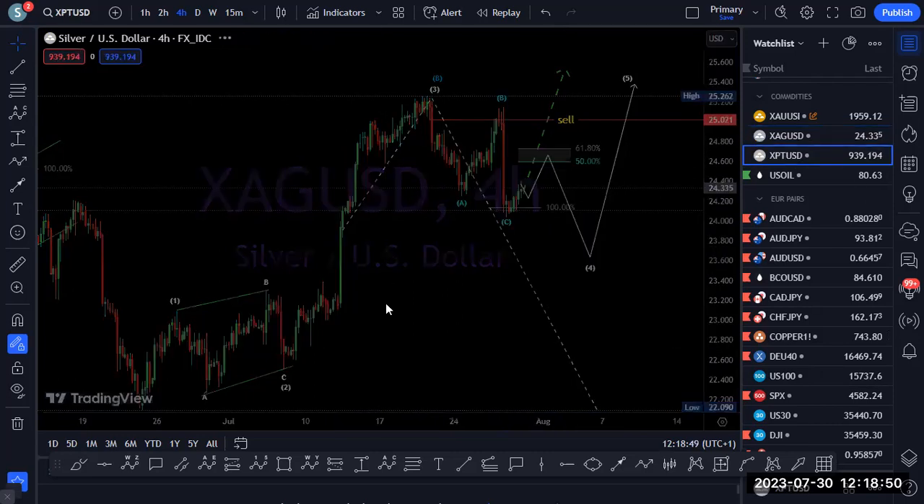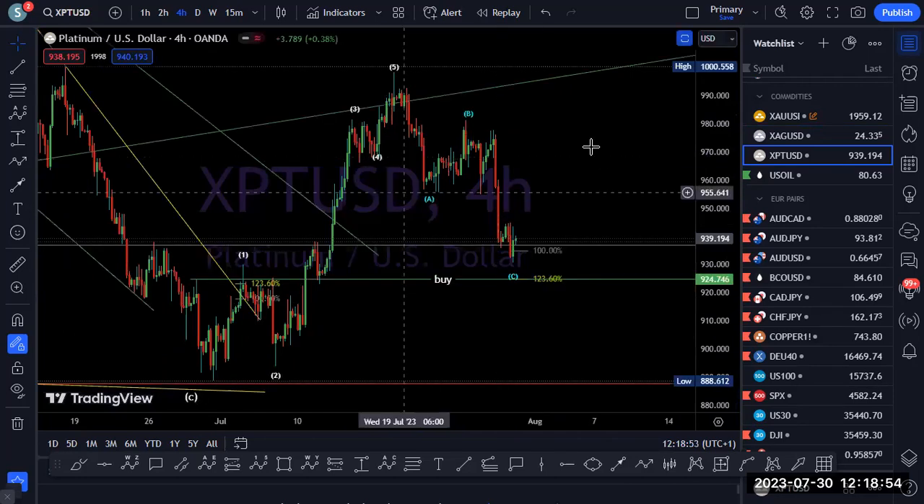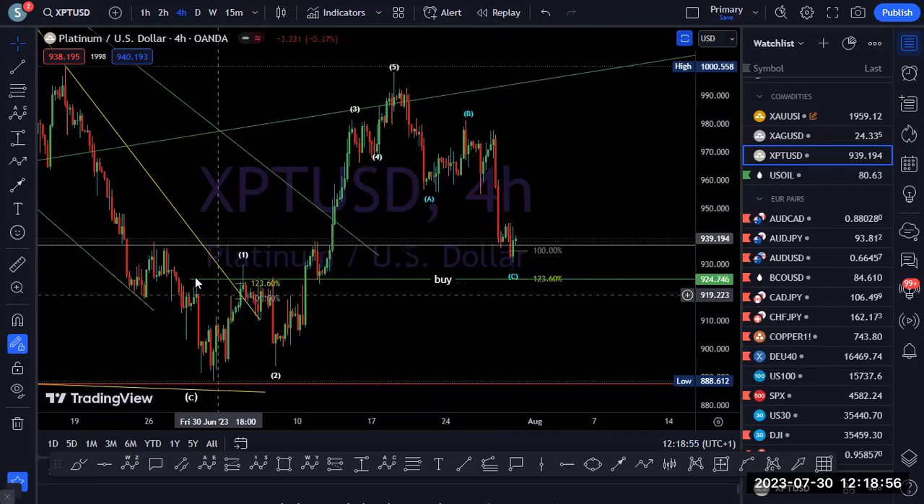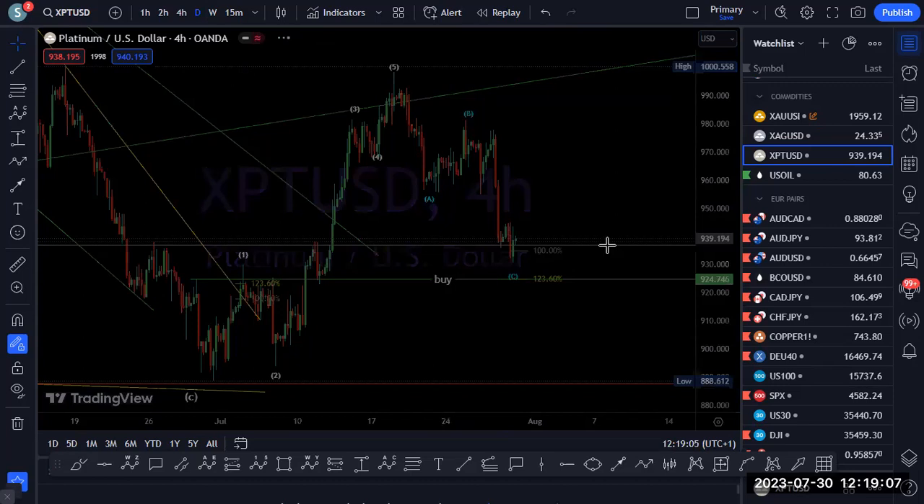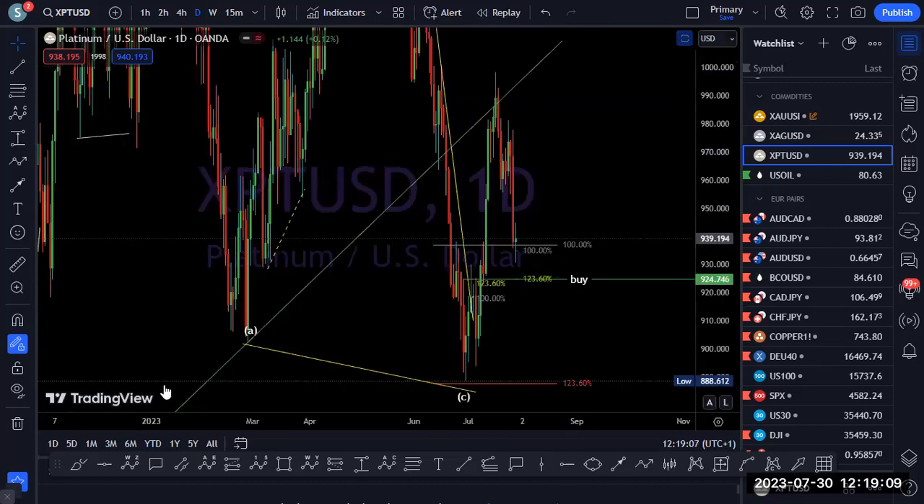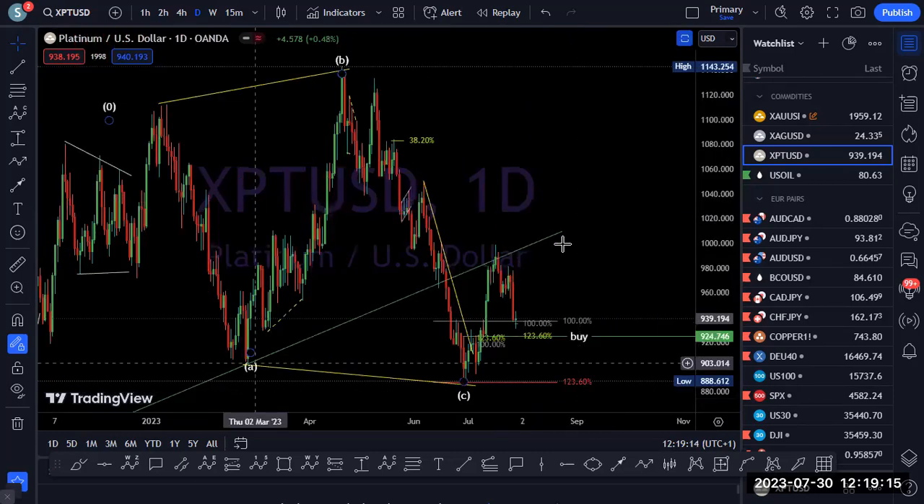Platinum is dropping as we predicted. Remember, we predicted this buy from here. It bought and ended at the trend line. Let me show you this trend line. I said we expect it to end at that trend line, and it ended at that trend line. So you can see it.